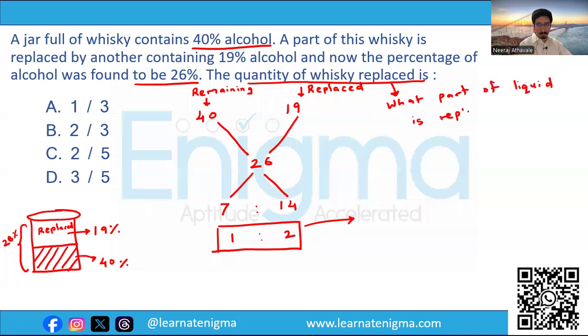So in such questions, what you have to do is write down this in the numerator. So 2 upon 1 plus 2, that is 3. So 2/3 part is replaced. So the answer here will be option B.